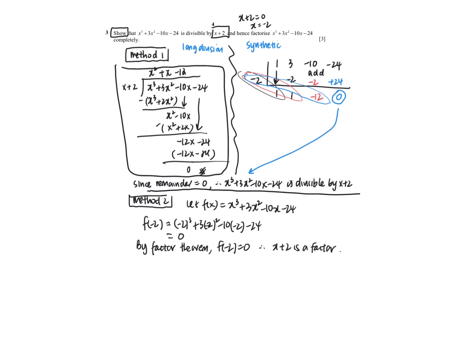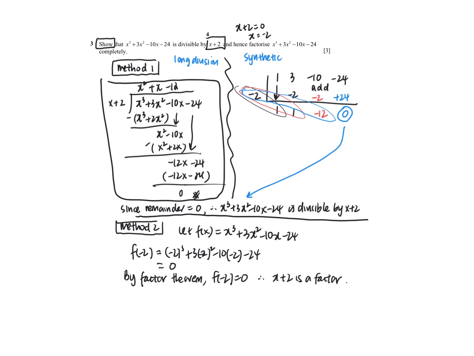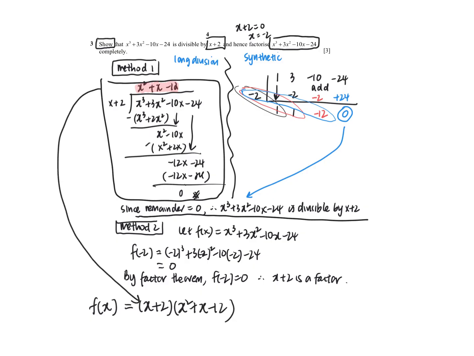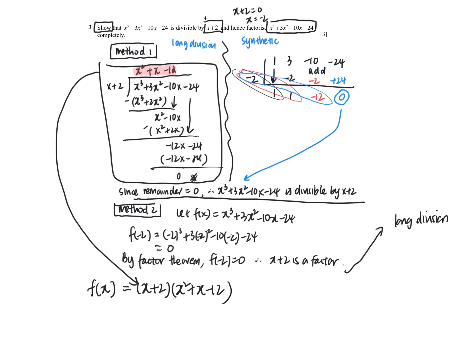Okay, then now they say, hence can you factorize this thing? If you have done the hard work earlier, you would have realized that this is the other quadratic that will give you your answer. So one is the factor they give you, the other one is from the long division here. So from here you need to perform long division. You still have to go through long division or synthetic.